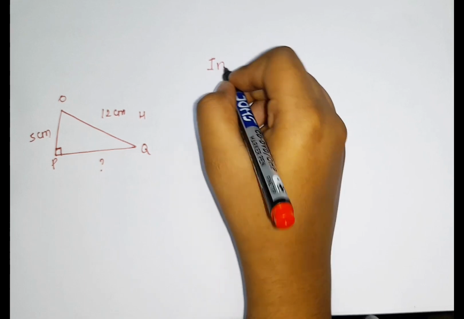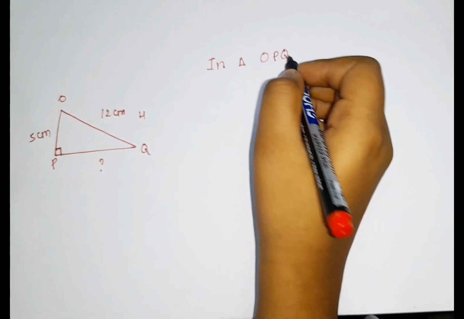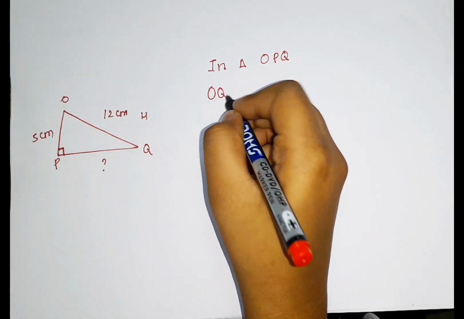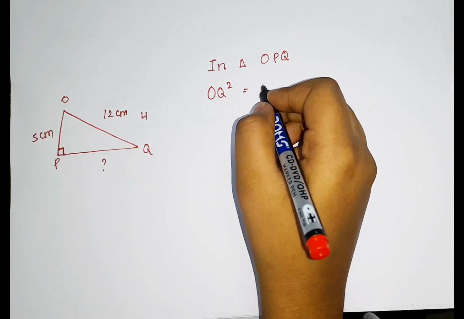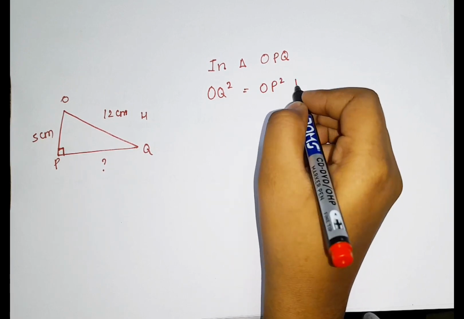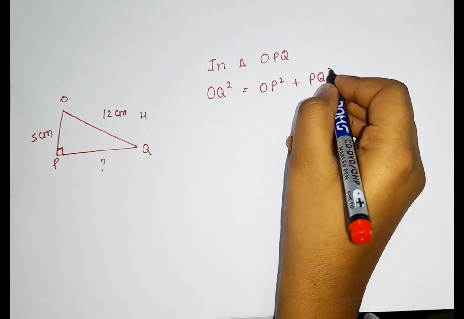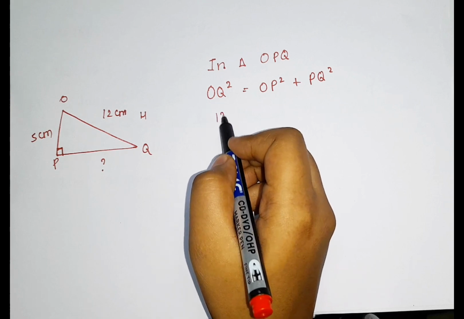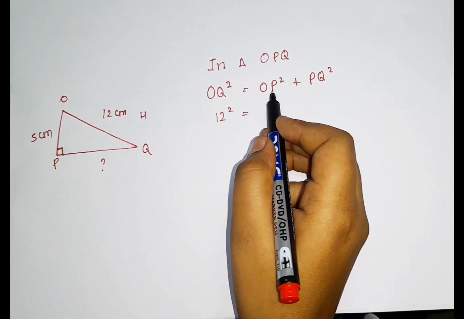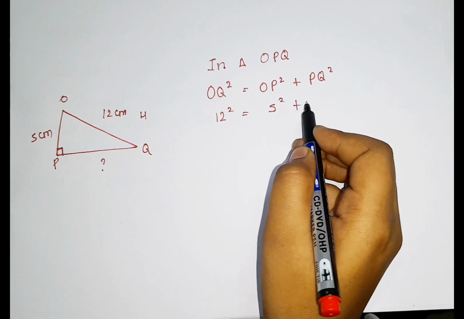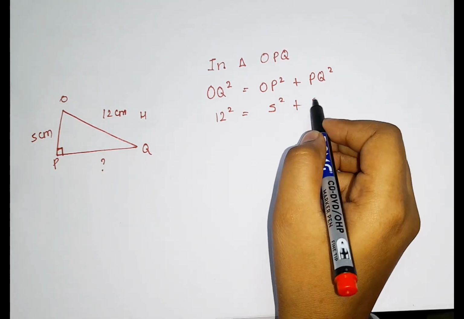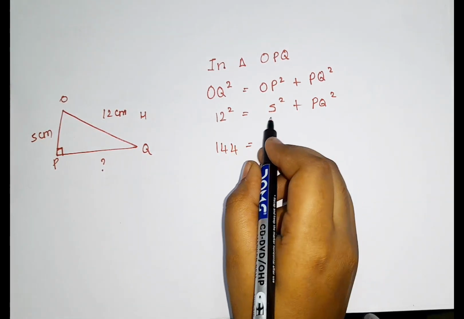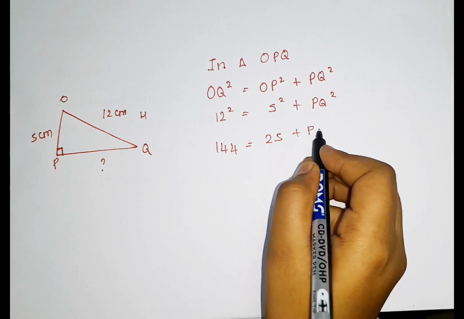So in this triangle OPQ, applying Pythagoras theorem, OQ square is equal to OP square plus PQ square. The OQ value is 12, so 12 square is equal to OP, whose value is 5, so 5 square plus PQ square, which we are supposed to find. So 12 square is 144, equal to 5 square, which is 25, plus PQ square.